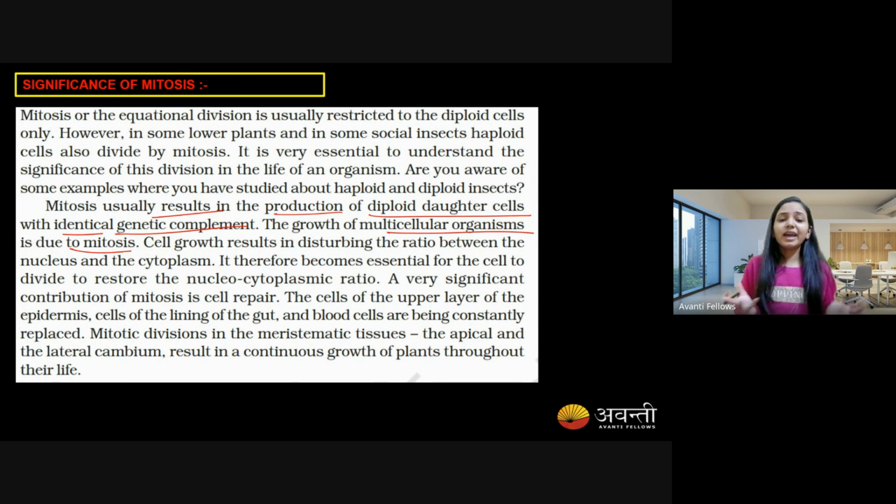And if there is any type of damage in our body, damage in our skin, the epidermis is the outermost layer of skin. The outermost covering of our body is the epidermis. If there is any damage in the lining of our intestines, or damage in our blood cells, who will repair all that damage? Mitosis only. And who will help in maintaining the nucleus and cytoplasmic ratio in the cell? Mitosis will help in maintenance of the nucleo-cytoplasmic ratio.